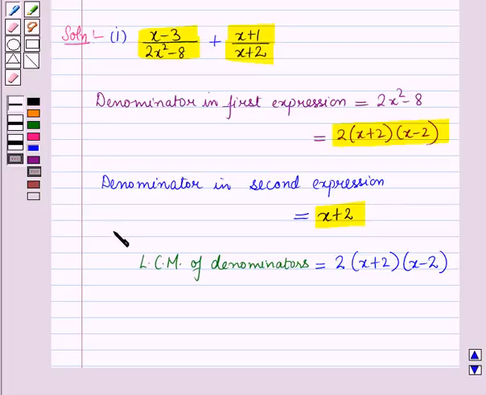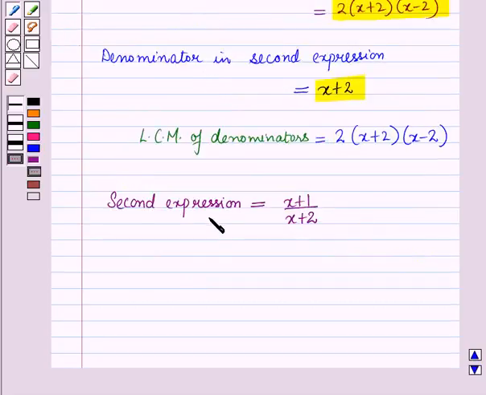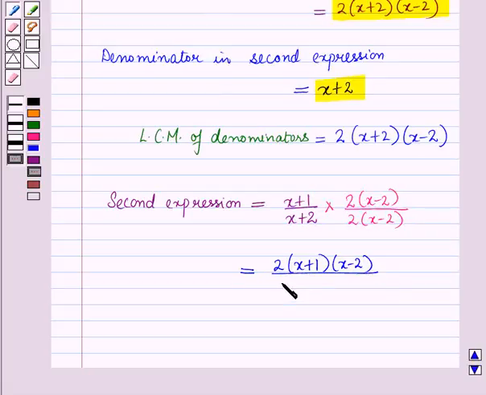And now we will make the denominators equivalent in both the expressions using LCM. The first expression has denominator 2x square minus 8, equal to LCM, that is 2 into (x plus 2) the whole into (x minus 2) the whole. So it remains as it is. Now the second expression has denominator x plus 2, so we make it equal to LCM by multiplying both numerator and denominator by 2 into (x minus 2) the whole. So this is equal to 2 into (x plus 1) the whole into (x minus 2) the whole, then upon 2 into (x plus 2) the whole into (x minus 2) the whole.